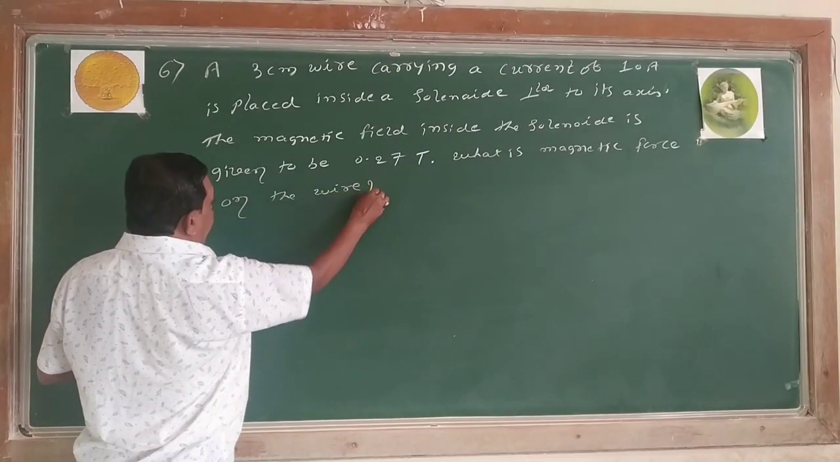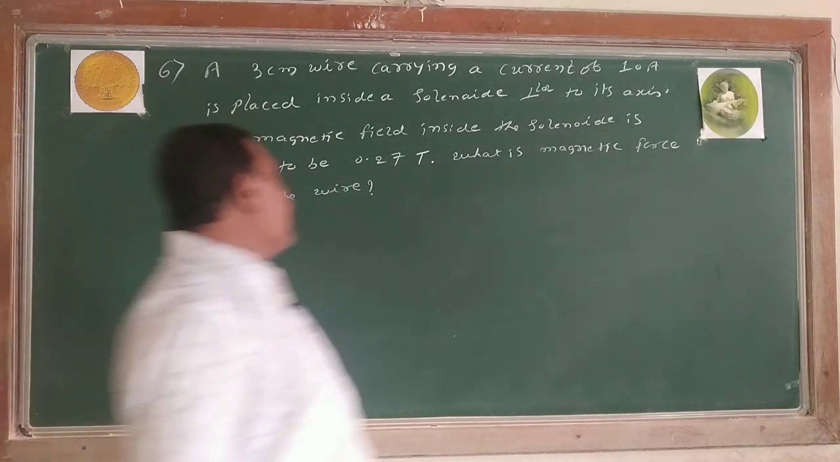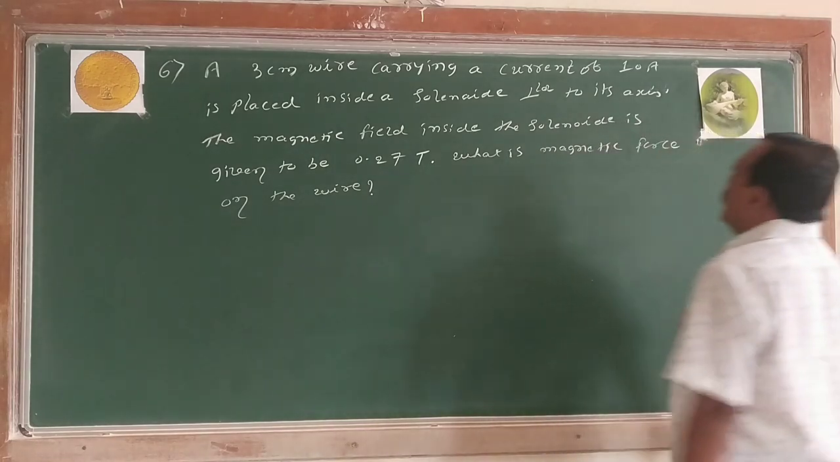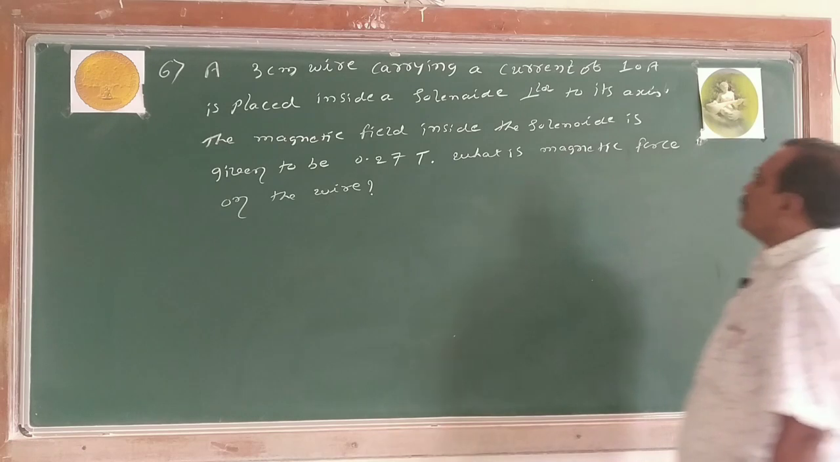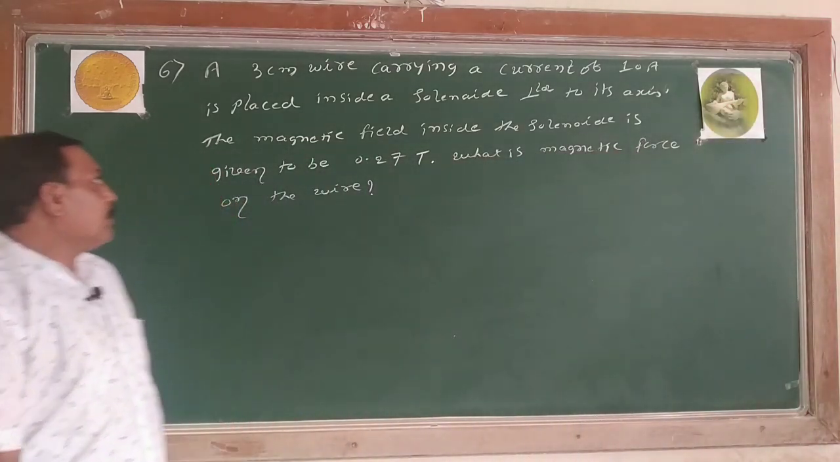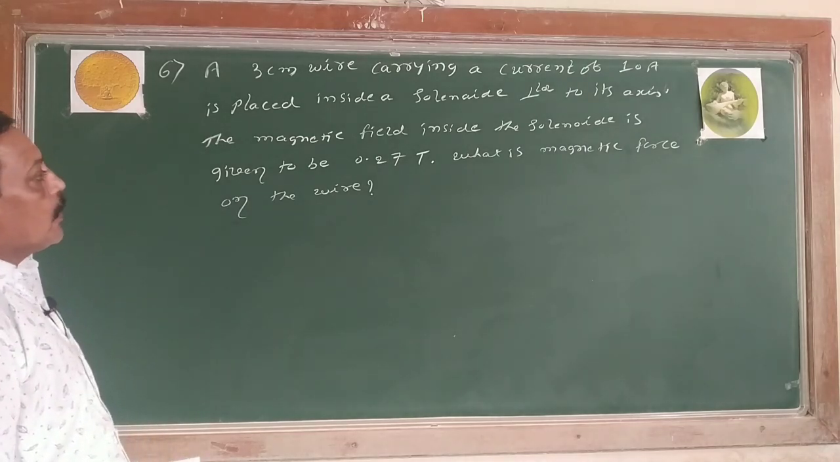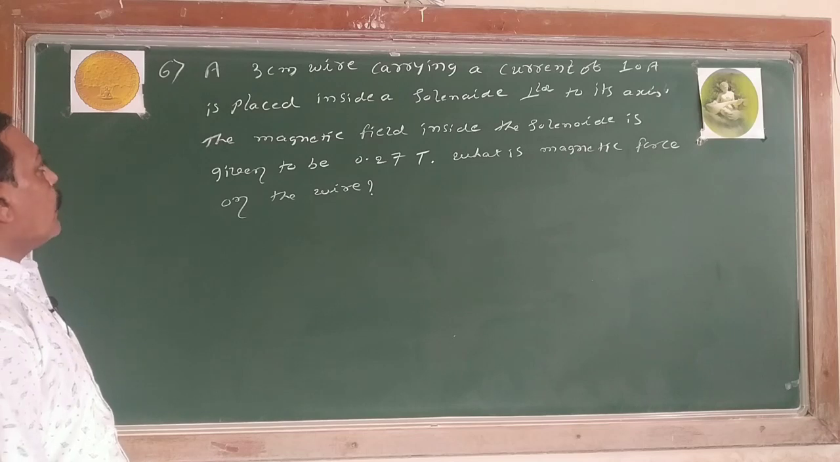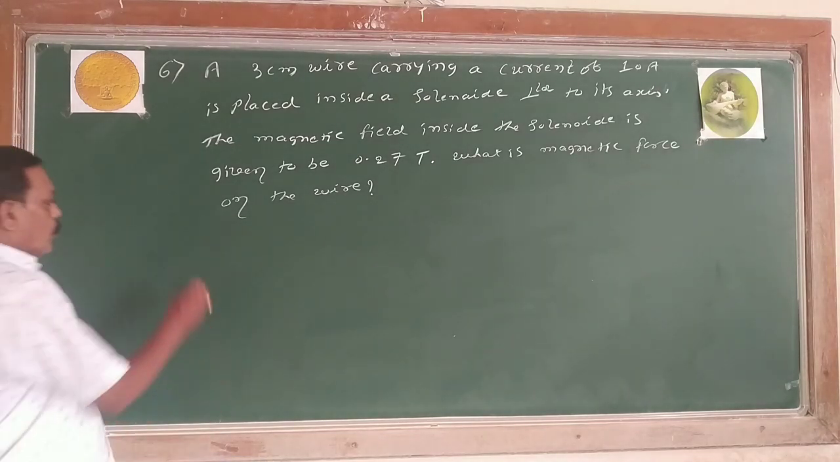Now this is our problem. एक बार देख लो. What is that problem? A 3 centimeter wire carrying a current of 10 ampere is placed inside a solenoid perpendicular to its axis. Full stop. The magnetic field inside the solenoid is given to be 0.27 Tesla. What is the magnetic force on the wire? Right? Solution.